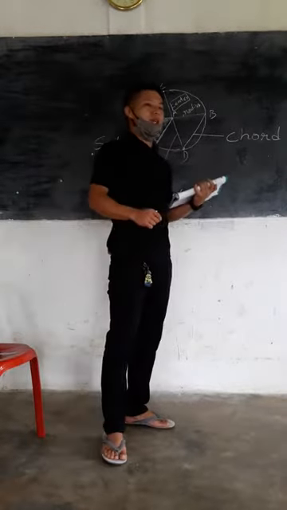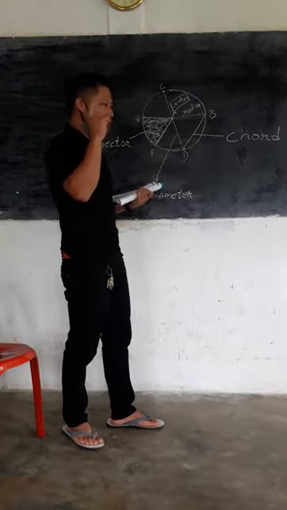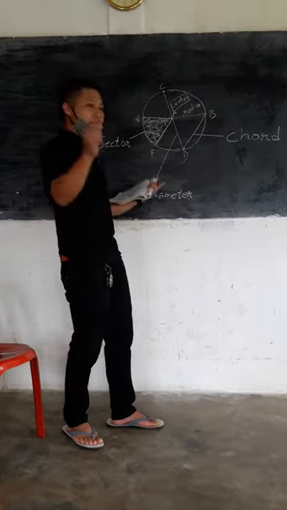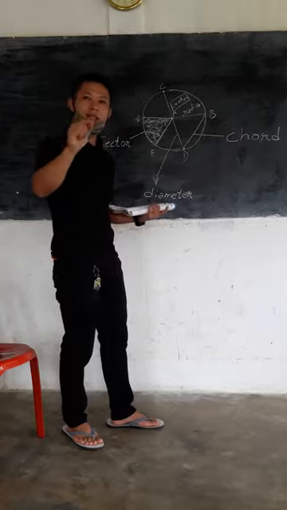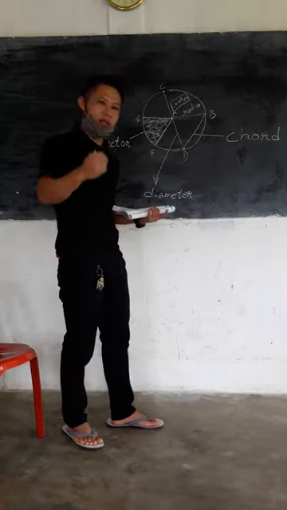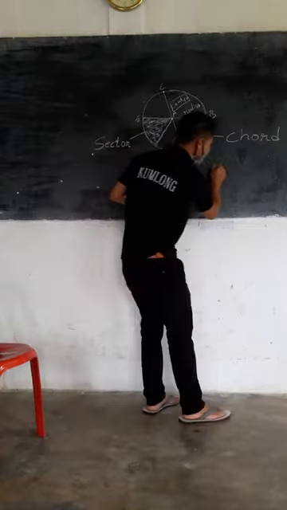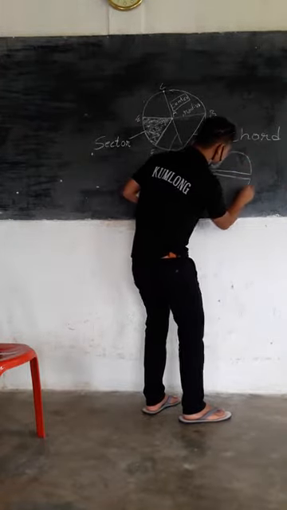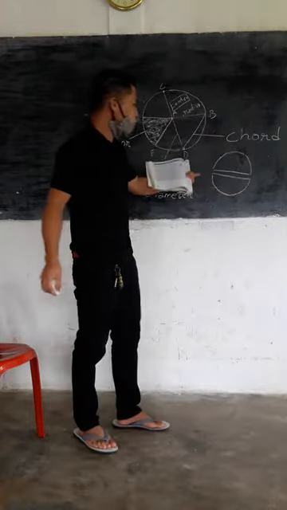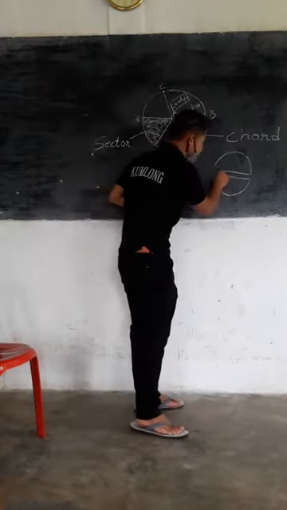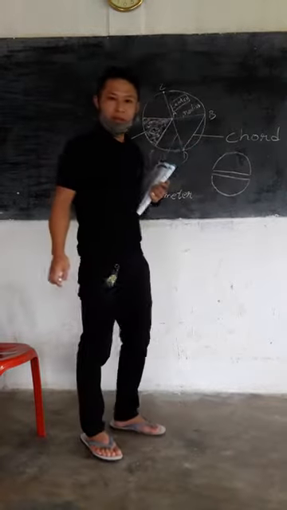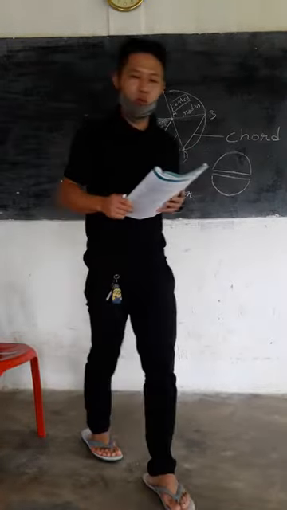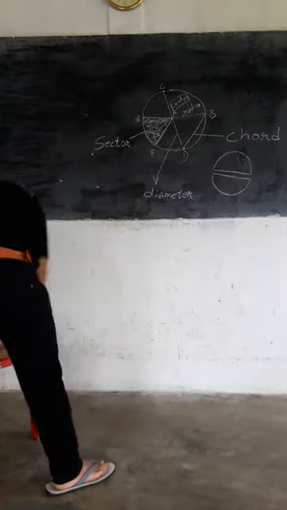The most important thing: diameter divides the circle into two parts, that is semicircle. Diameter is responsible for dividing a circle into two semicircles. This line is known as diameter. Understood? Next up, we'll be moving on to question number 2.